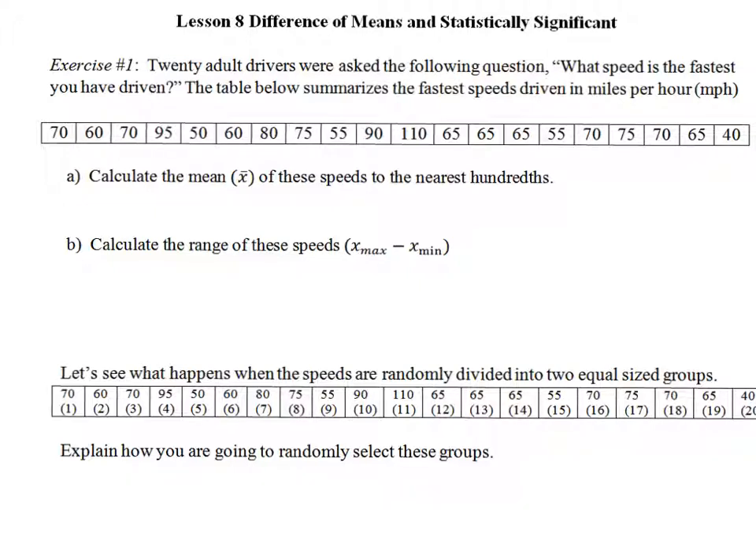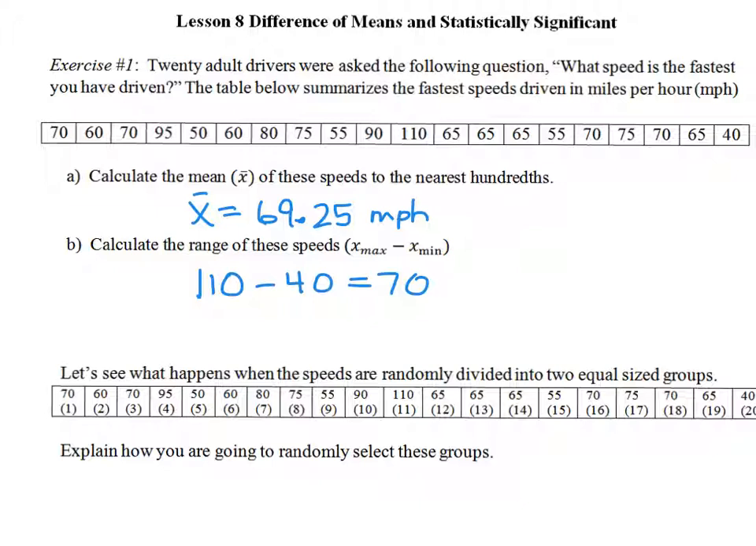Then also go on to part B and calculate the range of the speeds by subtracting the maximum speed minus the minimum speed. When you've completed that task, then start up your video again and compare your answers with mine. So I got for the mean of these 20 speeds to be 69.25 miles per hour, and I got the range to be 110 minus 40, which is 70.